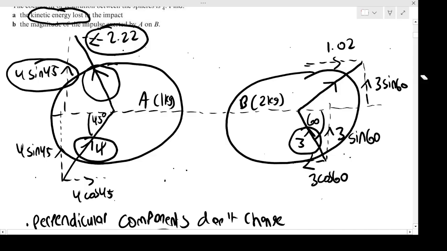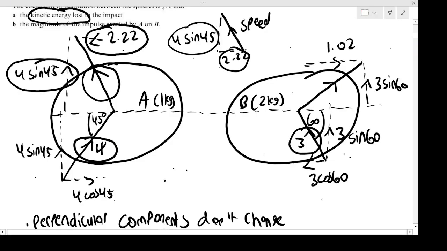If I was to construct the triangle, right, it would look a bit like this. So that'd be my speed. And then I've got these two lengths here. So 2.22 and 4 sine 45. Hopefully you can see then that I can do Pythagoras to work out the speed. So I'm going to do 4 sine 45 squared and 2.22 squared and then root it, okay? So that's what I'm going to do.